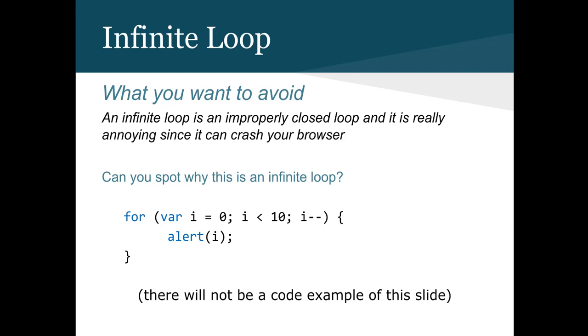So the first time I go through the loop, I's value is 0. It's less than 10. It's true. I'm going to alert I. The second time I go through the loop, 0 minus 1 is -1. I is less than 10. I never, ever becomes false. I never becomes anything other than less than 10. That condition is always true. It will always run the loop, and it will constantly run that loop, and that will create an infinite loop.